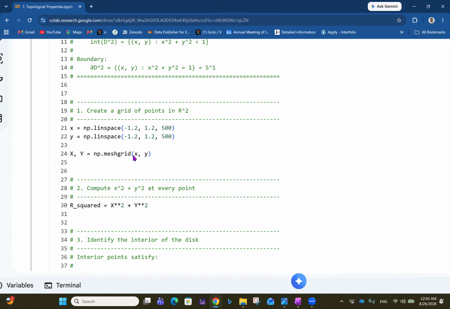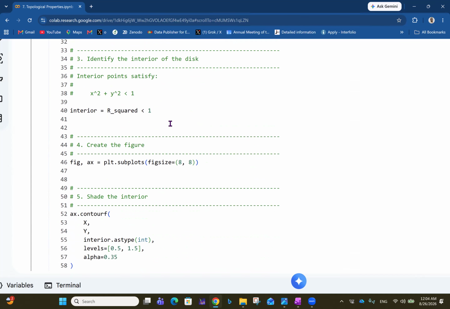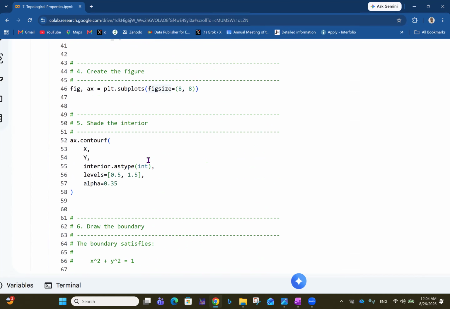Now meshgrid creates the grid, taking in x and y. Then we compute x squared plus y squared at every point because that's the core. So R squared is x squared plus y squared. Then we have interior points satisfying x squared plus y squared less than 1. So the interior is R squared less than 1. Then we create the figure itself, with plt.subplots. Then we shade the interior: ax.contourf with x, y, interior as type integer. Then we have the levels of shading and all that.